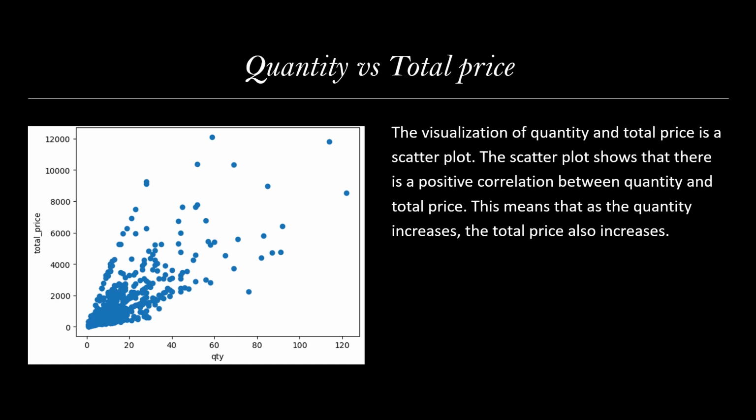Quantity versus total price. The visualization of quantity and total price is a scatter plot as shown here, and the scatter plot shows that there is a positive correlation between quantity and total price, which means as the quantity increases the total price also increases.